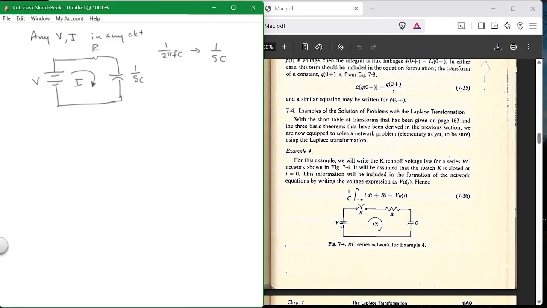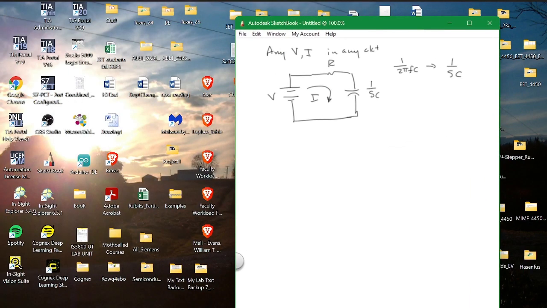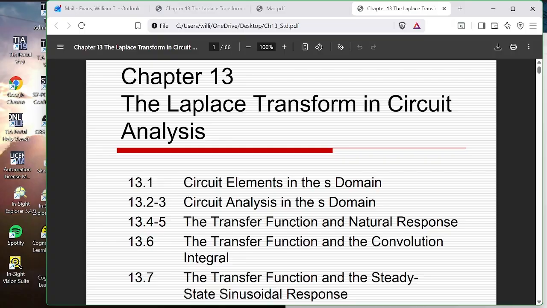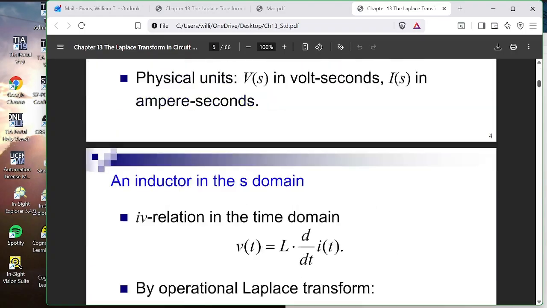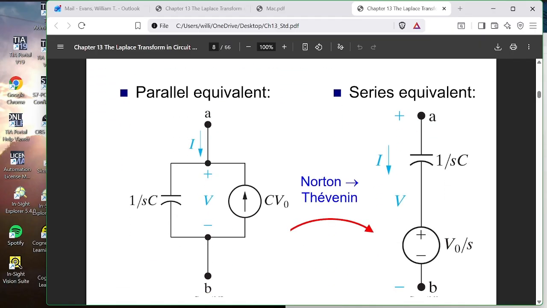If the voltage had been previously on this, I have to go back and re-establish that. What did I just throw away? I just threw away this picture right here, the one I just had. And I have to say, okay, now what is it that I have to put in there? V0 over S.